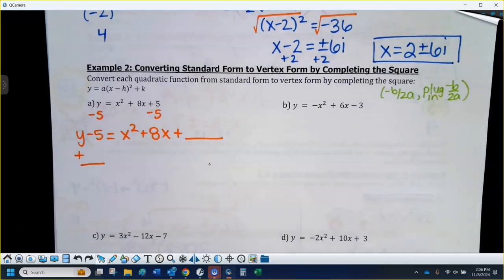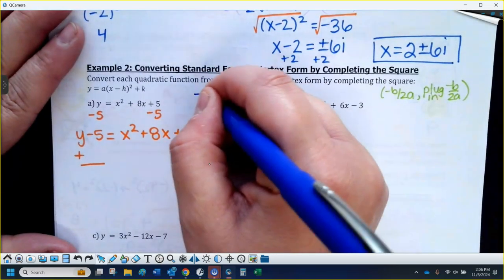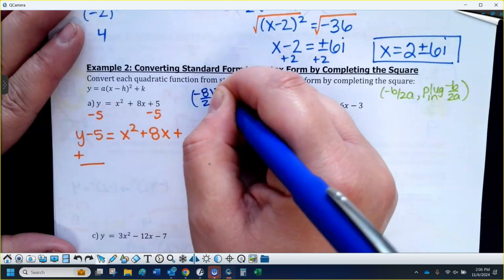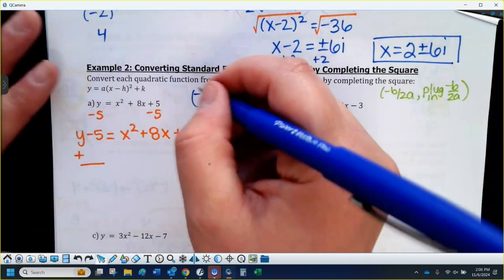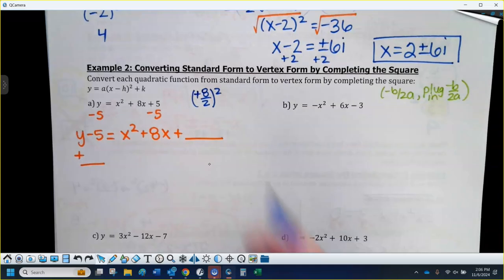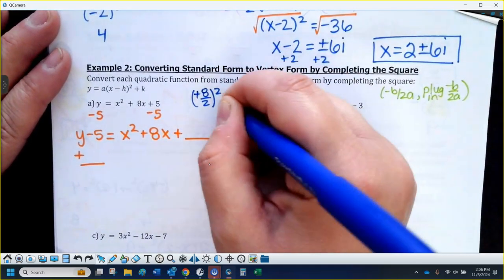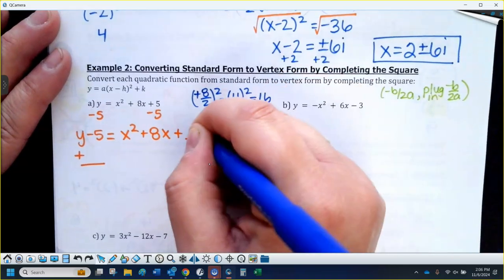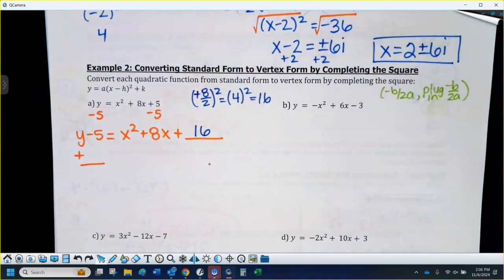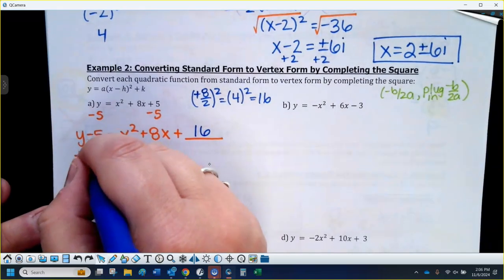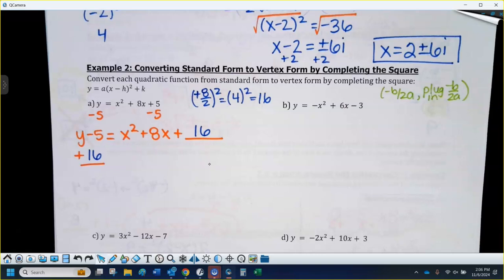Now, because my a value is 1, we don't have to worry about any multiplication. We're going to do b over 2. We're going to do the b value divided by 2, squared. This is going to be 4 squared, which is going to be 16. Now, I'm adding 16. I'm adding 16. I don't have any parentheses, I'm not multiplying by anything. So straight up just adding 16 to both sides to keep that equation balanced.